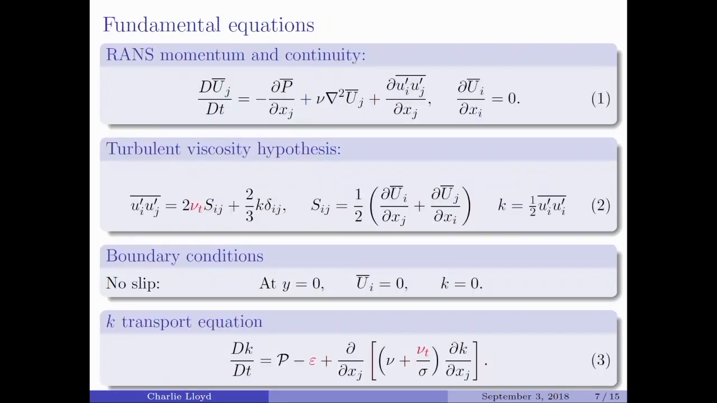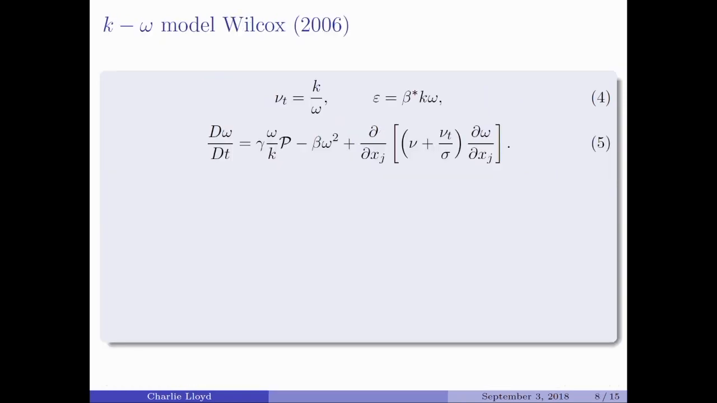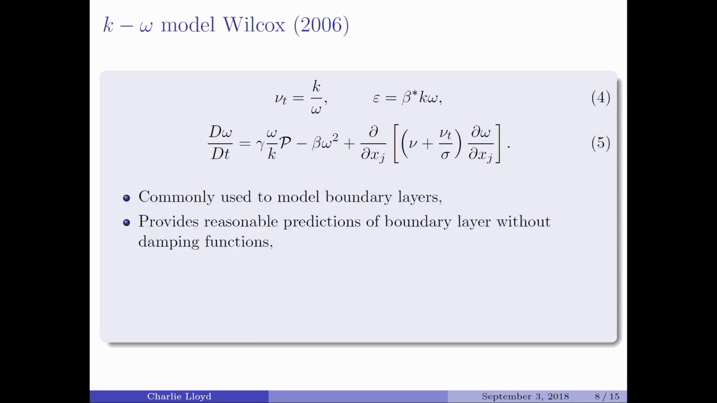So here are the RANS equations. I'm not going to go through them, but we've got the RANS momentum and continuity equations at the top, and a turbulent viscosity hypothesis to close the Reynolds stresses. The way you model nu-t is using two equation models here, and these solve a transport equation for k. In our first case, which is the k-omega model, we solve an equation for omega, which I've chosen because it's typically used in industry for giving reasonable predictions of boundary layers. This is because, without having to use any damping functions that significantly change the behavior of these models, they can get reasonable predictions of boundary layers.